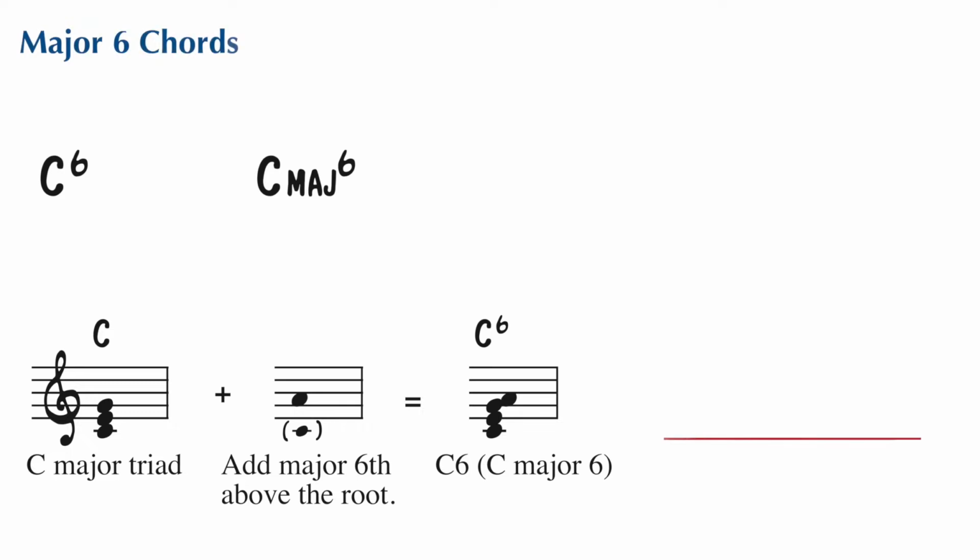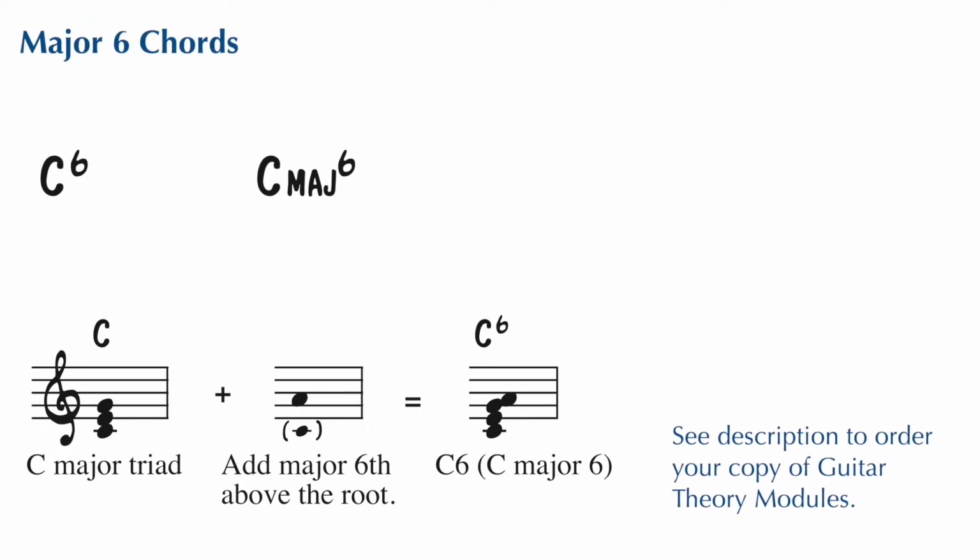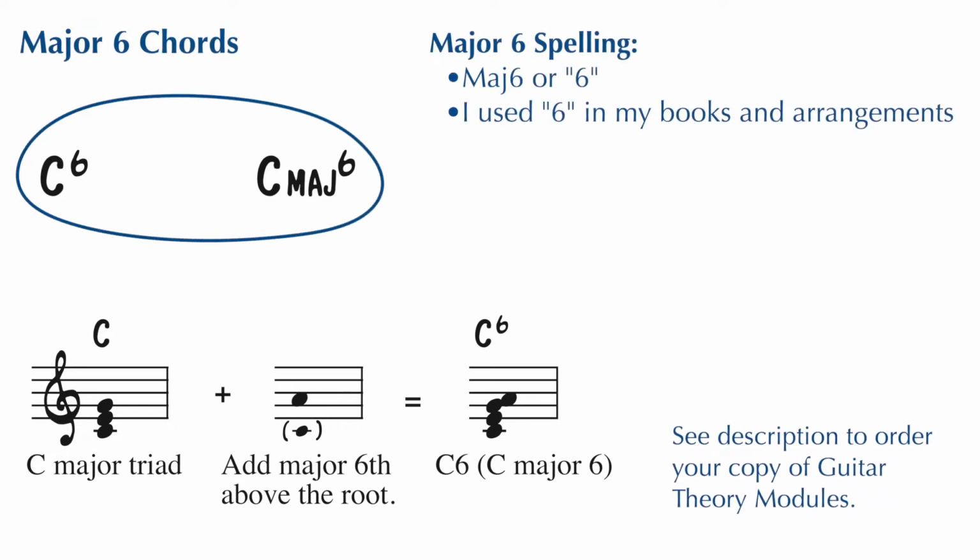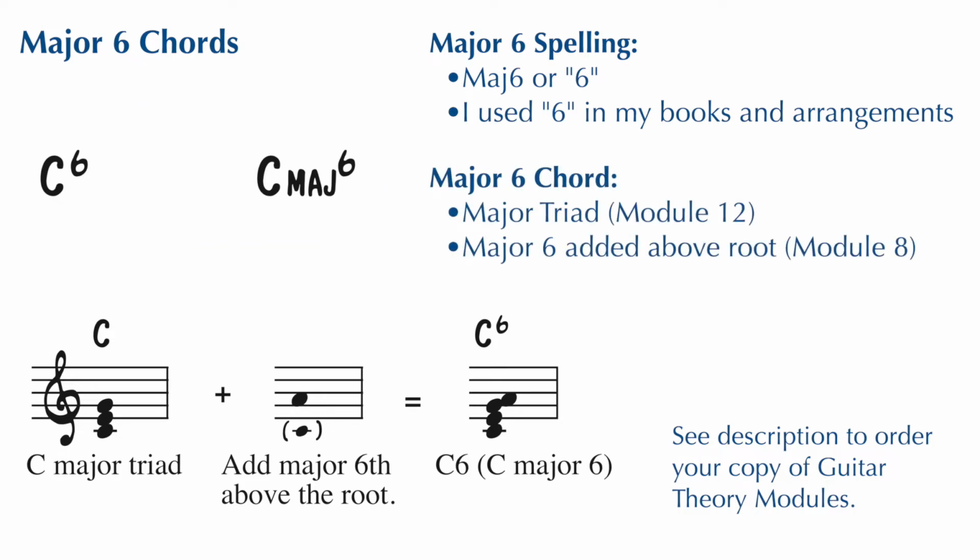A major 6 chord, also known as just a 6 chord, can be spelled with a 6 or MAJ6, and the most common is just a 6, and that's what you'll see in my books and in my music. Now, a major 6 chord is simply a major triad with a major 6th above the root added.